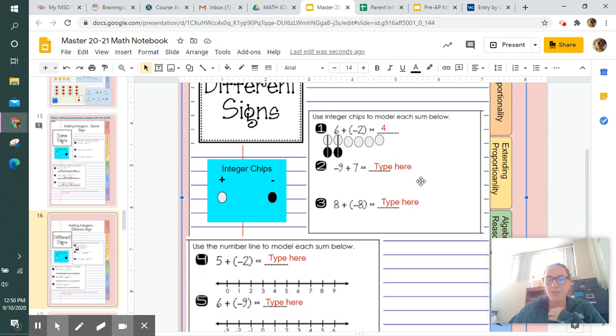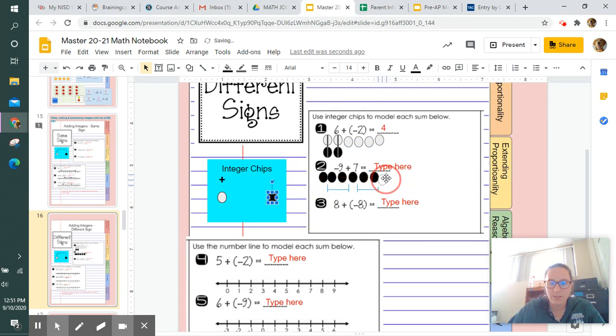Okay. So when we look at the next one, we have -9. So we're going to go 1, 2, 3, 4, 5, 6, 7. That's a lot. 8 and 9. And then our second number is +7. So right below that, I'm going to put 7 positives.